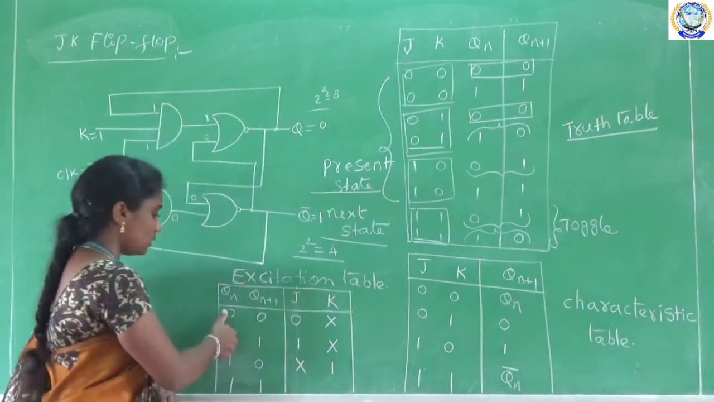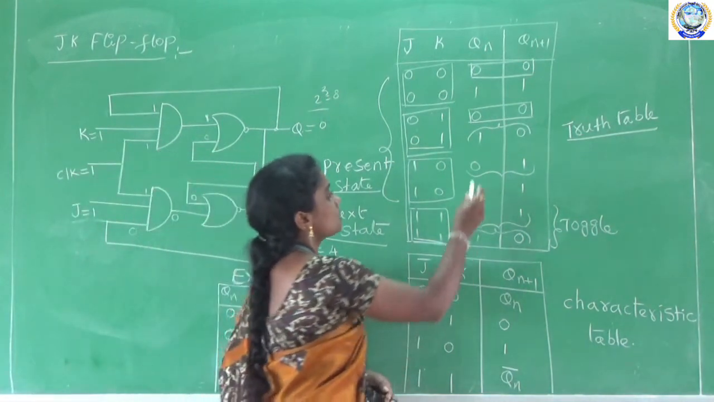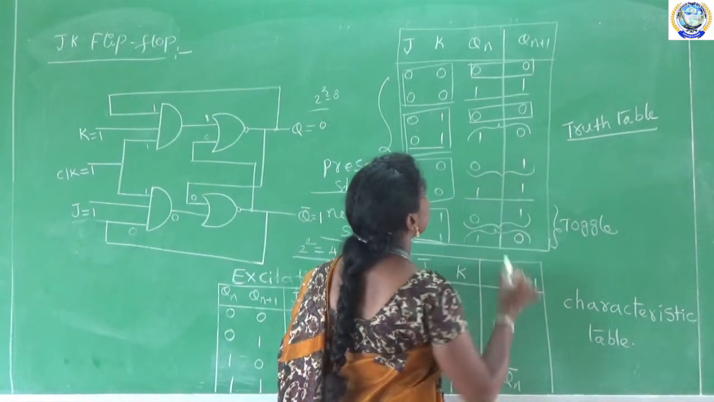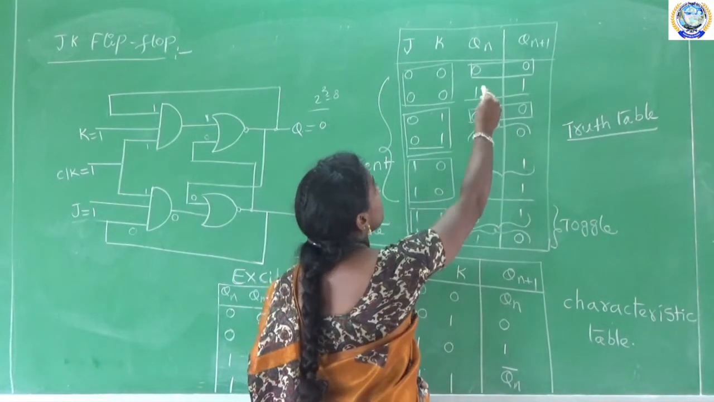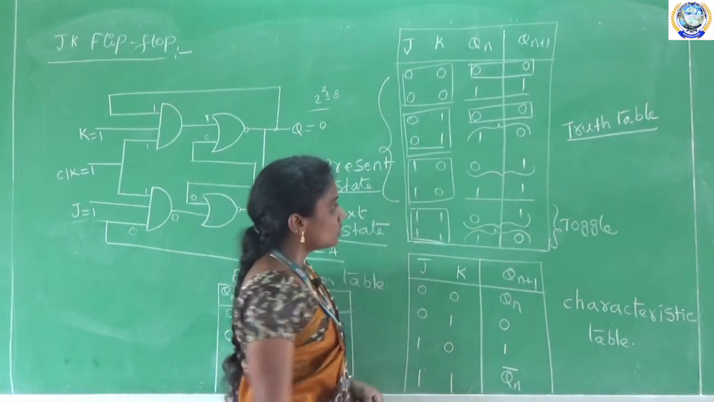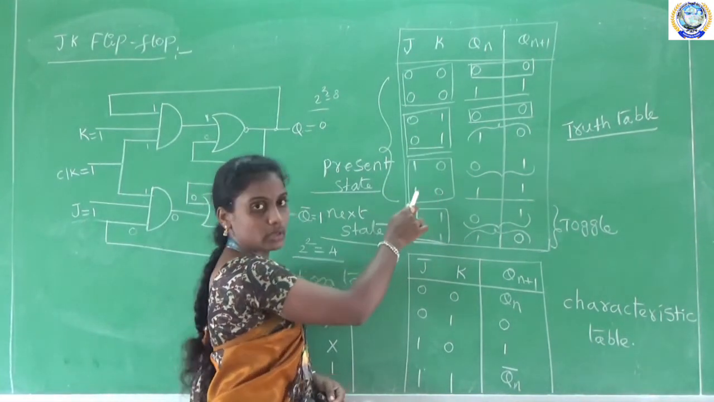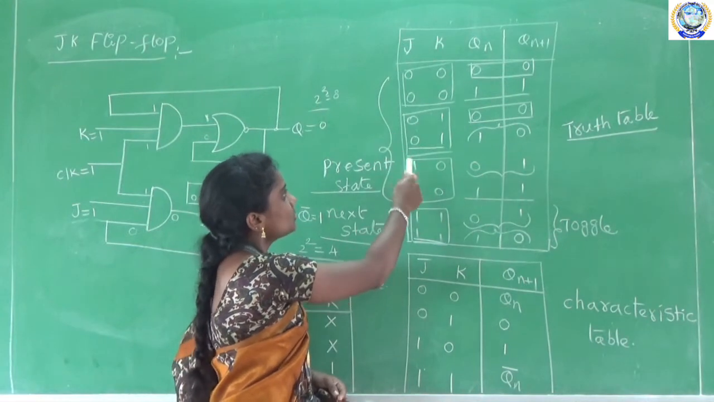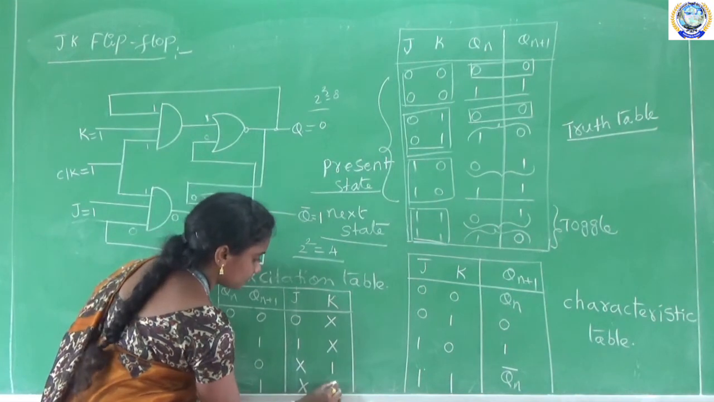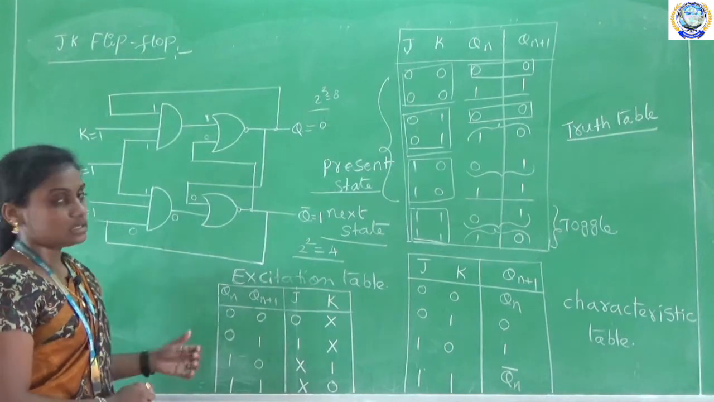Now we need to consider when Qn equal to 1 and Qn plus 1 equal to 1. This is one condition and this is the other condition we are getting in the truth table. Here, J equal to 0, K equal to 0, and J equal to 1, K equal to 0. The value of J is constant, but the value of K is changing from 0 to 1, that is defined with don't care. So this is the excitation table of the JK flip-flop.